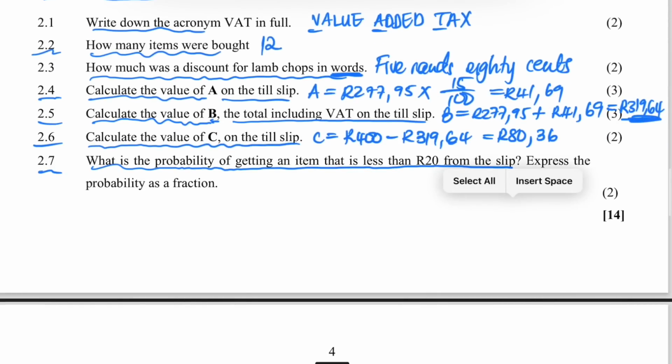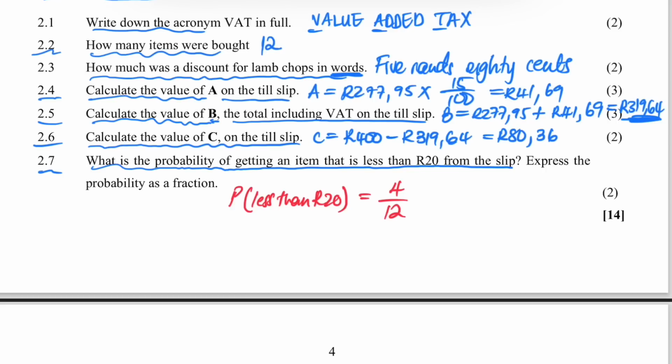So this is how you answer. You say the probability of what? Of an item less than 20 rand. We want the probability of that. So it's 4 out of what? Of 12. But you need to simplify that.